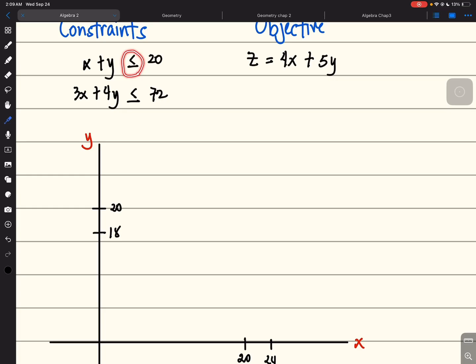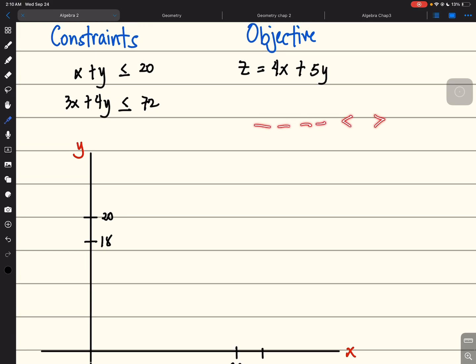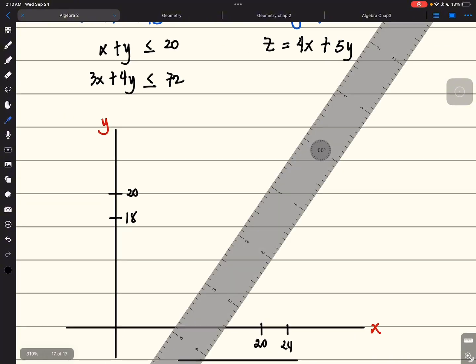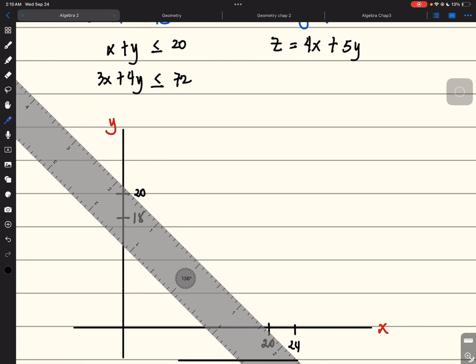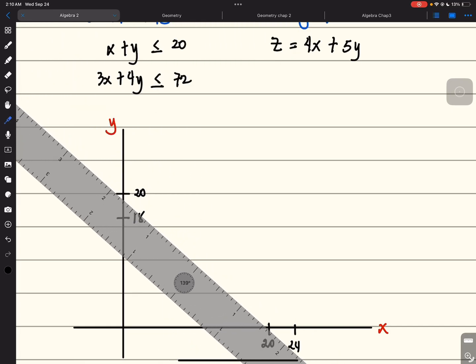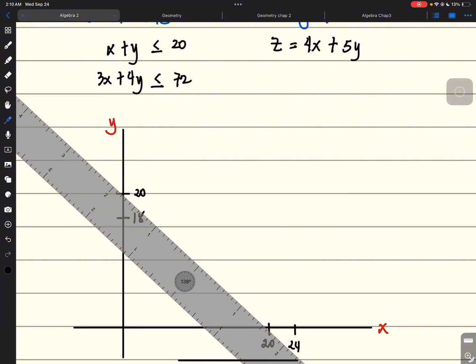these are inequality symbols. So for us to determine whether we are going to use a solid line or a dashed line, remember that a solid line is for greater than or equal to or less than or equal to. For the dashed line, that is less than or greater than. So meaning we're going to use a solid line here. So let's say solid line for the first inequality. Okay, so solid line.